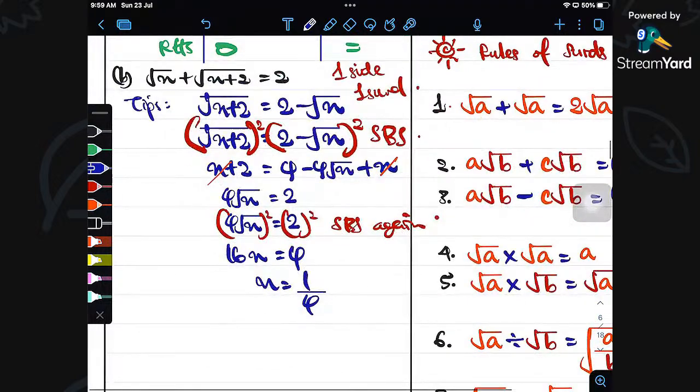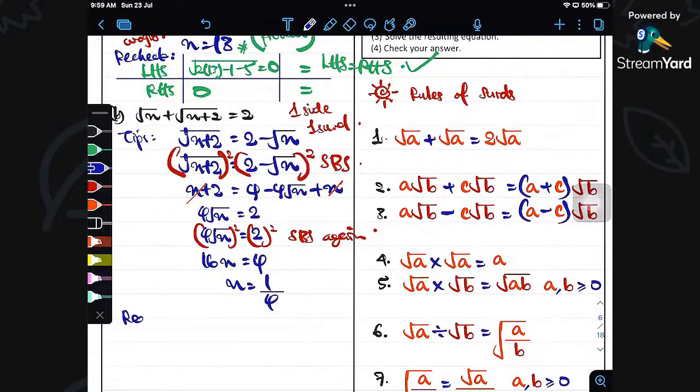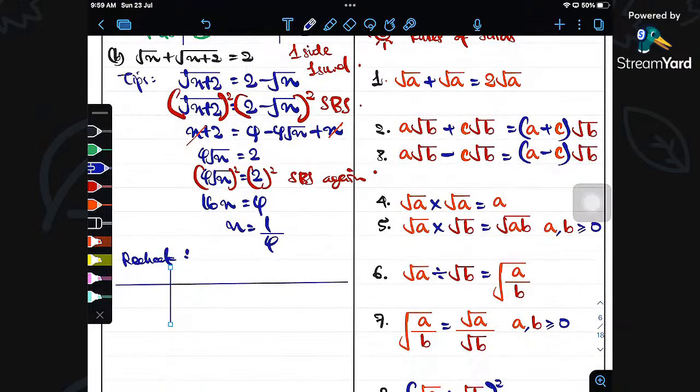So, di sini, you perlu ingat untuk recheck lagi. Okay, jangan lupa untuk recheck. This recheck nampak remeh, tetapi dia adalah penentu you all dapat jawapan betul ataupun salah. So, make sure you do a recheck.